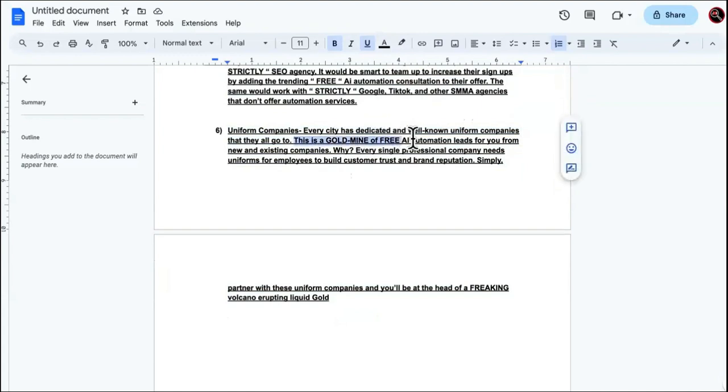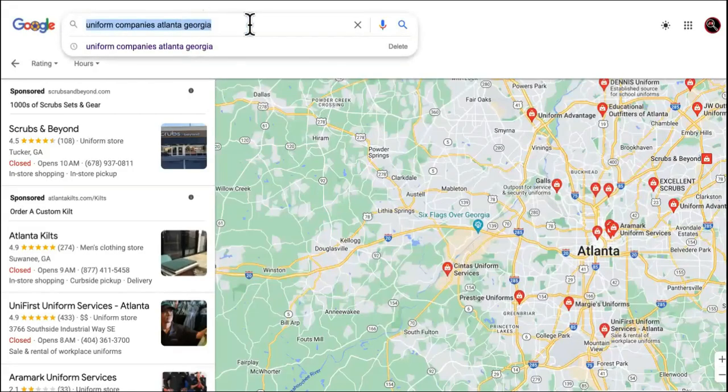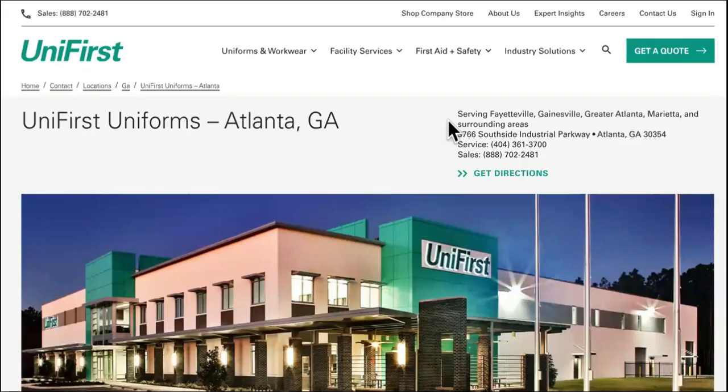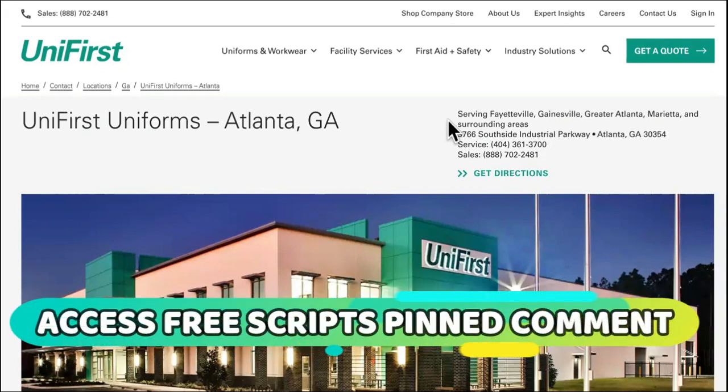So it says this is a gold mine of free AI automation leads for you from new and existing companies. Why? Because every single professional company needs uniforms for employees to build customer trust and brand reputation. Simply partner with these companies and you'll be at the head of a freaking volcano erupting liquid gold. So you can Google uniform companies in your city, similar to what I just did right here. But remember, don't go after the big brands. They think they're all that, and it's going to be difficult to really get in contact with a person that can actually make a deal with you, right?